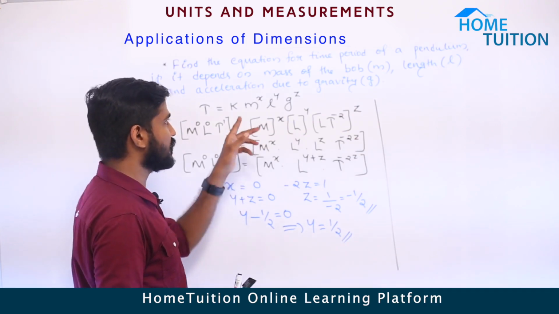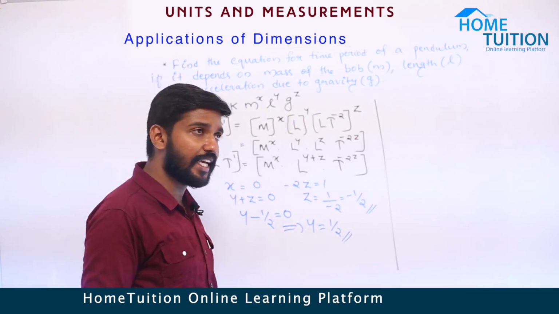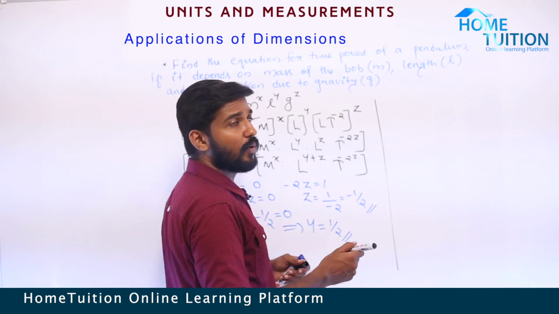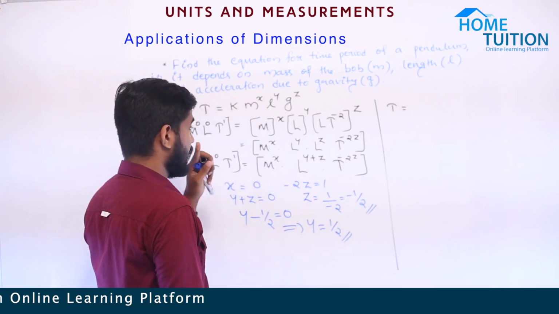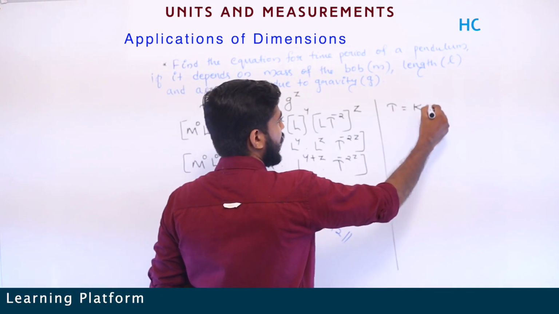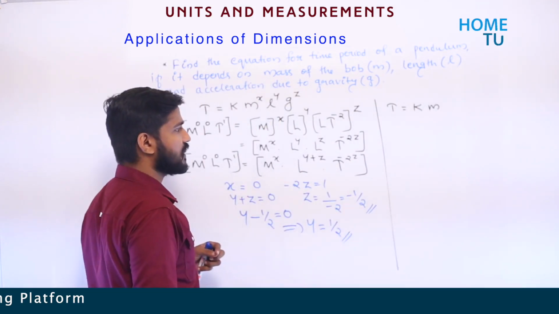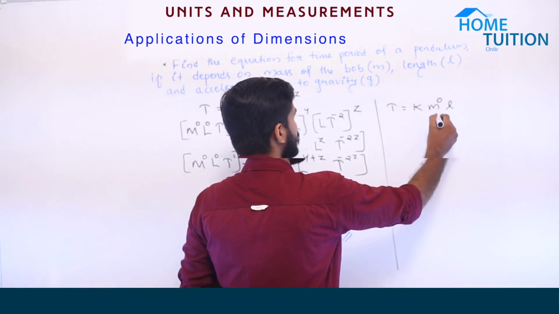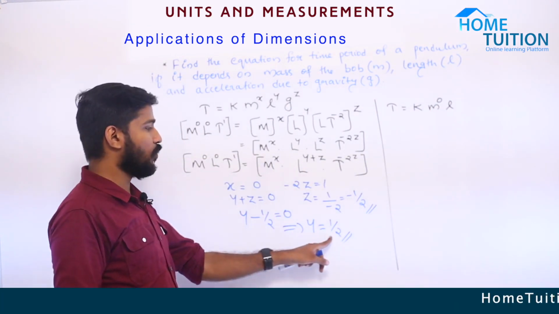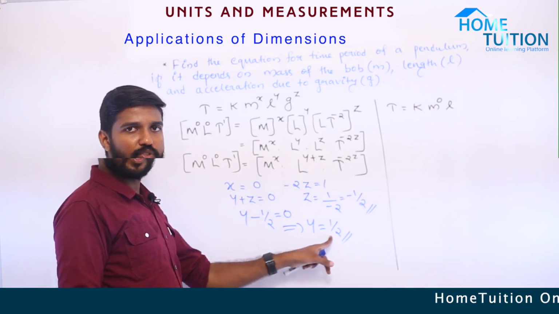So substitute these values in the actual equation, we will get t equal to k into m raised to, what is x? X is 0, so m raised to 0. L raised to, what is y? Y is 1 by 2.